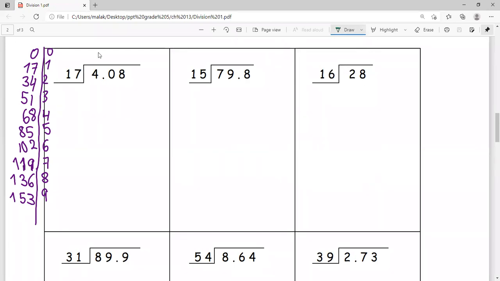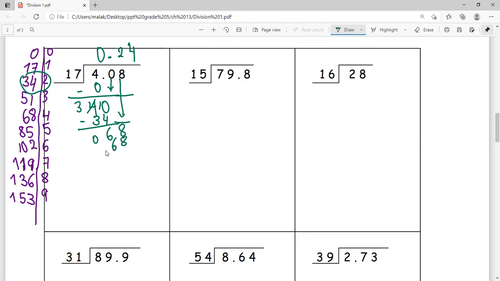Teacher, we put zero up, zero down. Okay, then the point, where should I put it? Jad? After four. Up in the quotient, point, not down. Now we need to do 10 minus 4, 6. Okay, then we bring down 8. 68. Teacher, we have 68 in the table. Yes, so 4 up and 68 down. So the answer is 0.24.